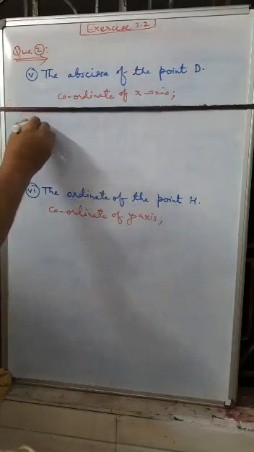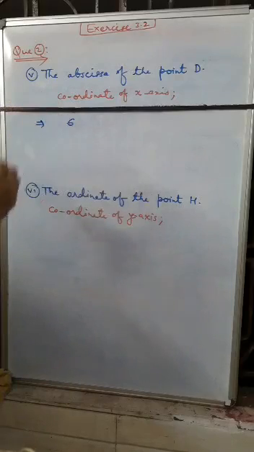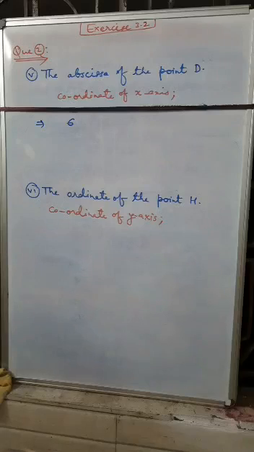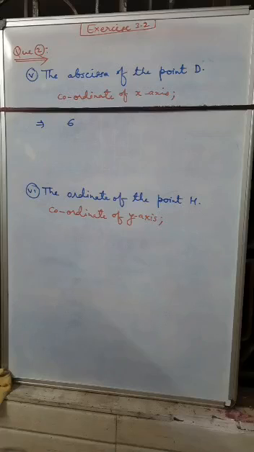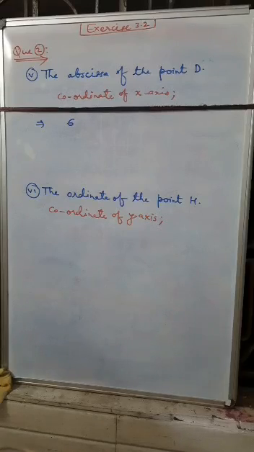We need not write the coordinate here. So here we have to write only the coordinate of point D, the distance covered from 0 to 6, because D is situated on 6 on x axis in the positive direction.